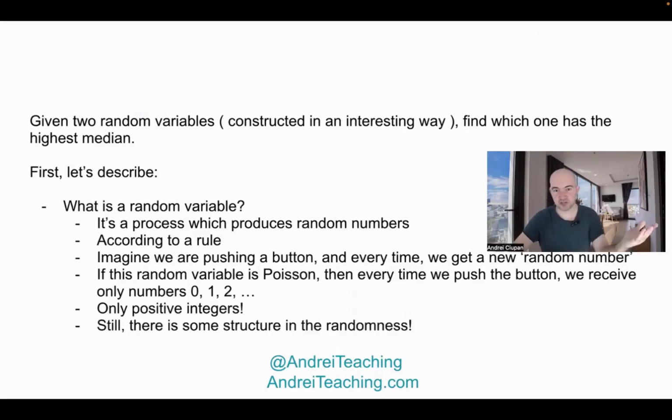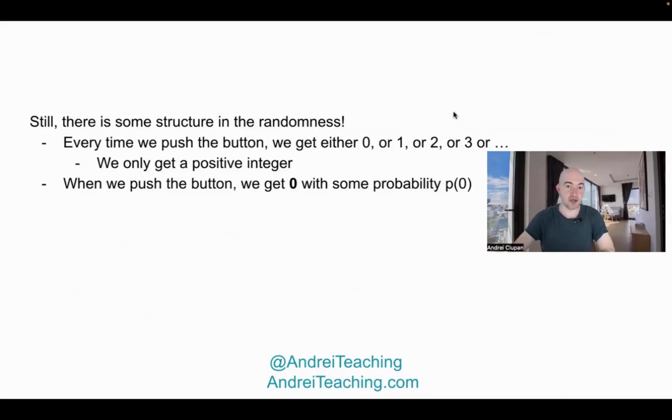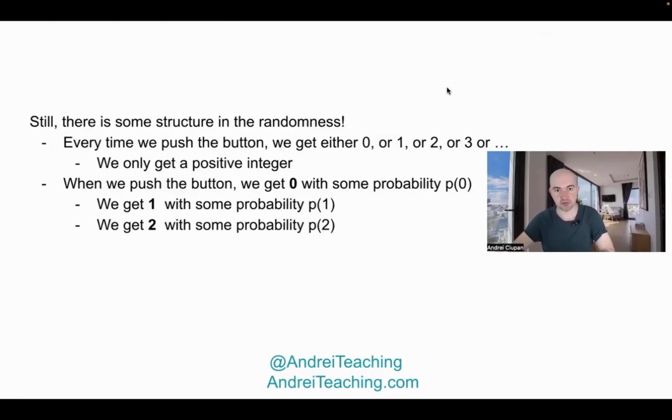But still, there's some structure in this randomness. I mean, there's a rule with which we're getting these numbers. So let's describe it. Every time we push the button, we either get 0 or 1 or 2 or 3, etc. We never get, for example, 1.5 or -3. When we push the button, we get 0 with some probability. Similarly, we get the number 1 with some probability p of 1, and so on. We get 2 with some probability p of 2. And in general, we get k with some probability p of k.